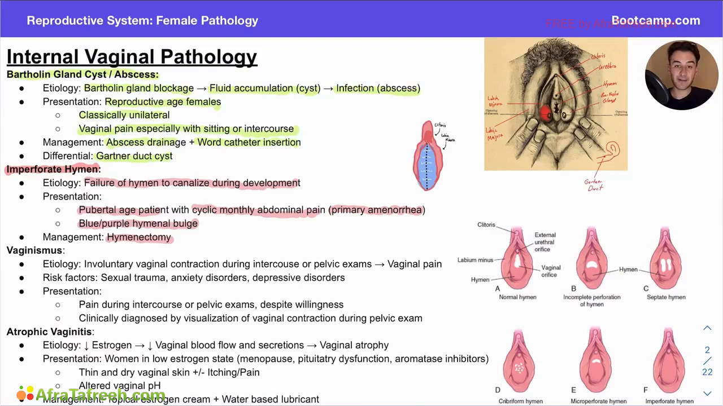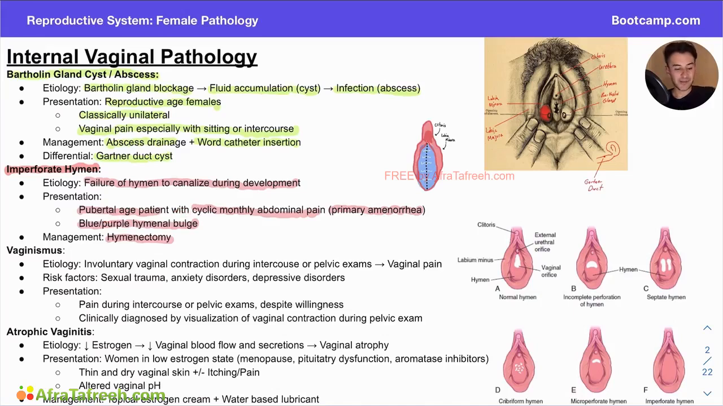However, we can have variations of imperforate hymen. So we talked about the completely imperforate hymen, which is completely closed, where we can have things like cribiform, which is a collection of little dot holes, or we could have a septate hymen. It's not incredibly high yield to know these different variations, but I wanted to put it here for you guys if you're interested. I would really focus on the fact that we're going to have this cyclic monthly abdominal pain and this blue purple hymenal bulge. That's going to be what is high yield on exam day.